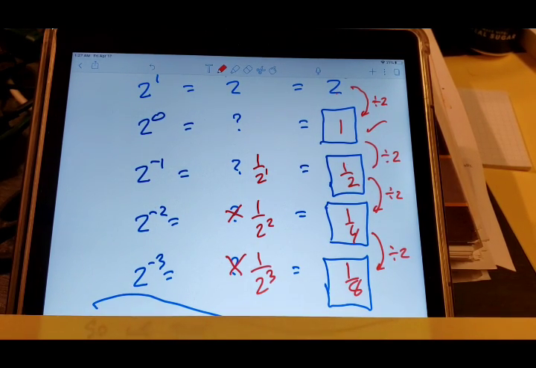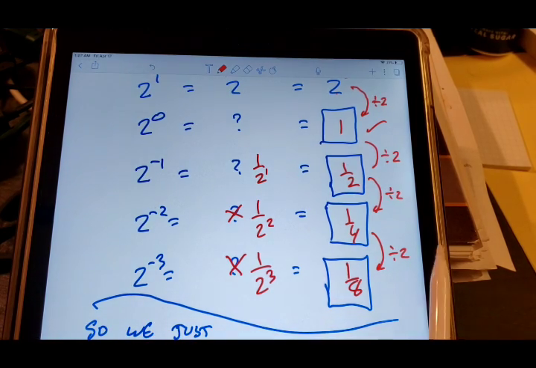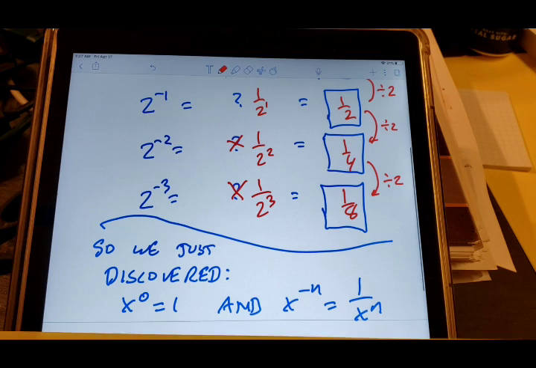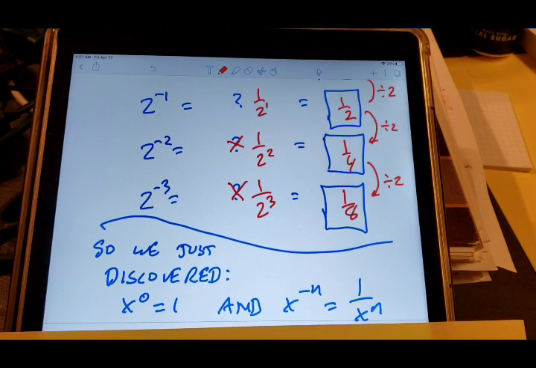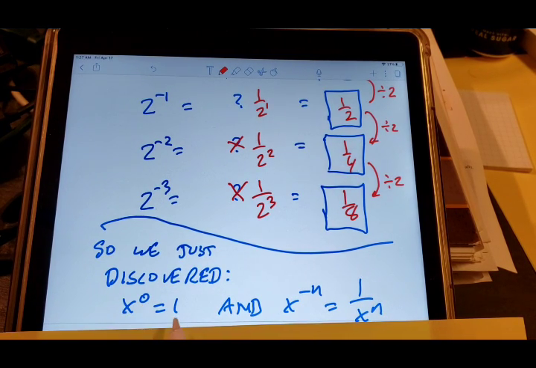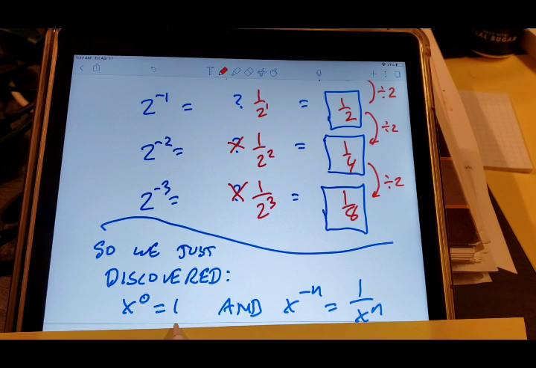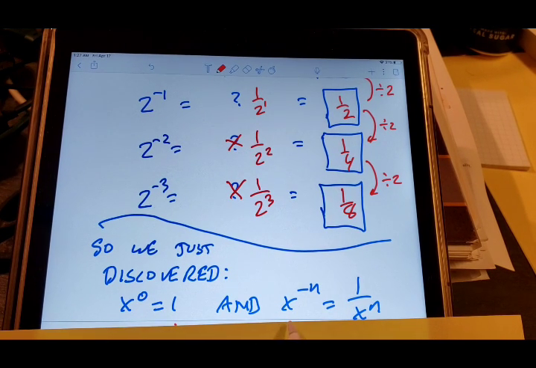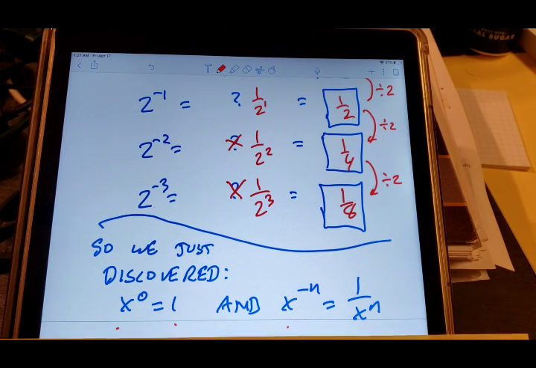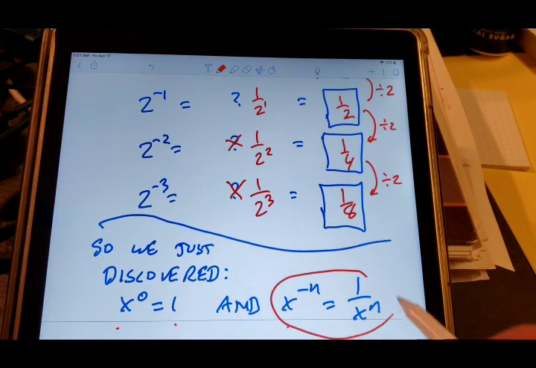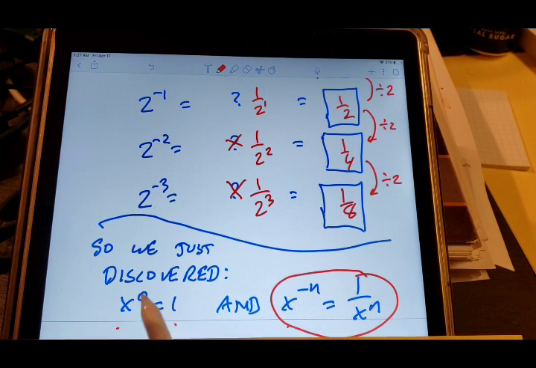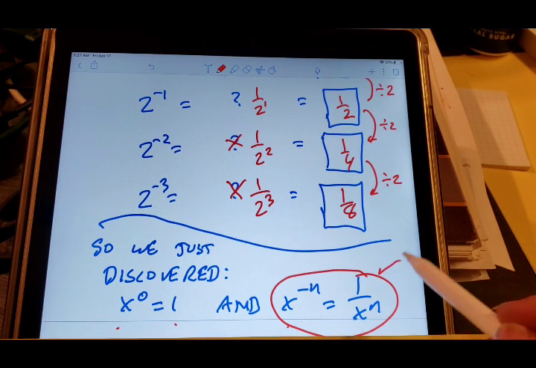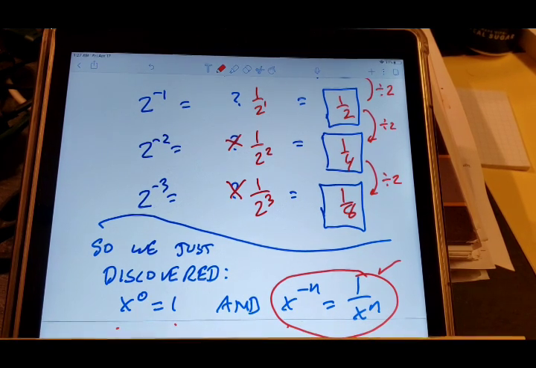So negative exponents have a meaning. So I'm saying we just discovered, using patterns, that x to the 0 equals 1, and x to the negative n means 1 over x to the n. So these are facts we're going to use, well, maybe not this one right now, but this is the fact that I'm going to use on this next problem.